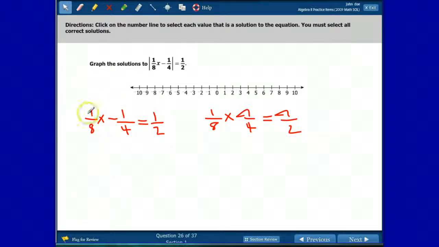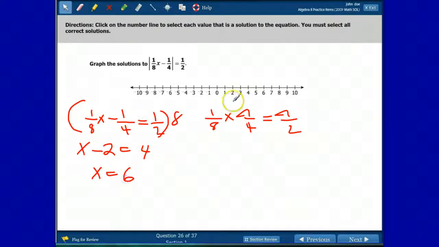Alright, so I got to solve this, and then I got to solve that. Now, solving this is not that easy, but you can multiply everything by the common denominator, which is 8. So that changes this to x minus 4 into 8 is 2 times 1 is 2, and then half of 8 is 4. So the answer to that one is x is 6. Okay, so the dot goes there.